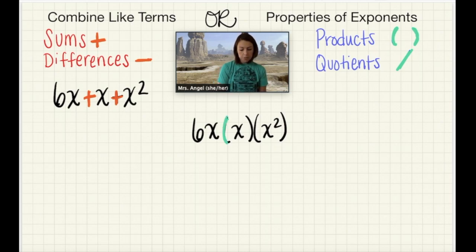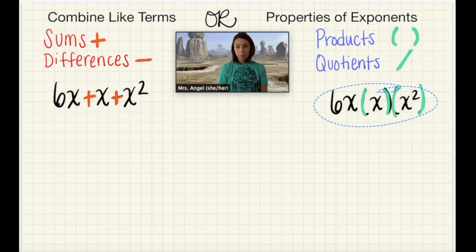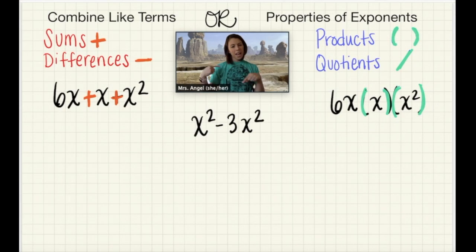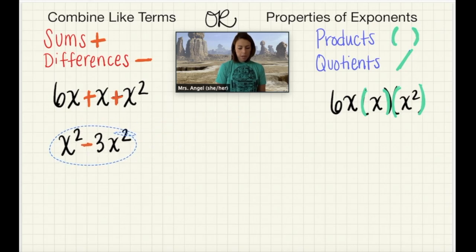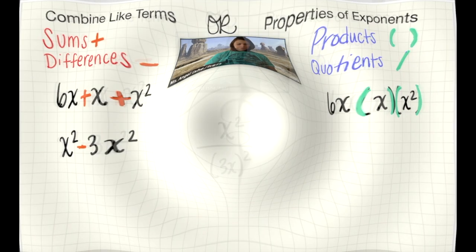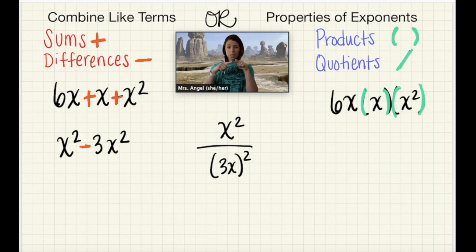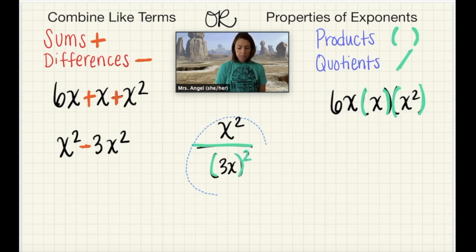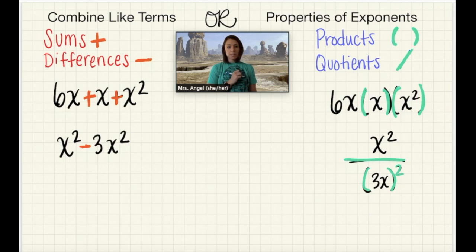Well, I see multiplication. And multiplication means I would be applying my properties of exponents. How about this one? x squared minus 3x squared. Well, I see subtracting, so that makes me think combining like terms, sums and differences. What about this one? We have x squared divided by, in parentheses, 3x to the power of 2. Well, not only do you see a division symbol, a fraction bar, I also see an additional power here, which means for sure we would apply the properties of exponents.